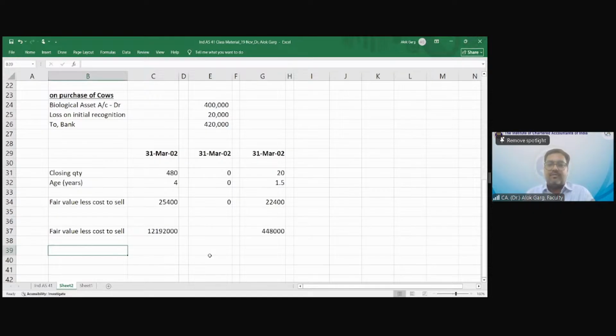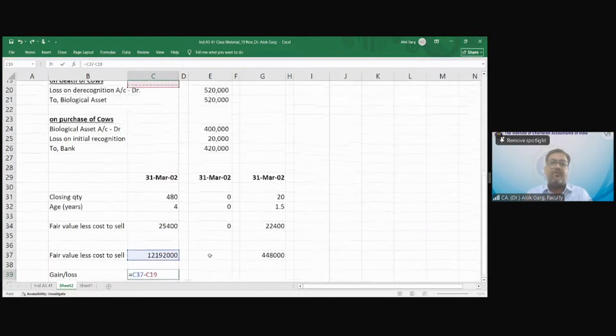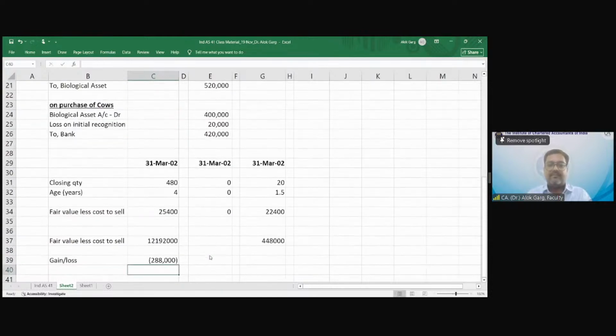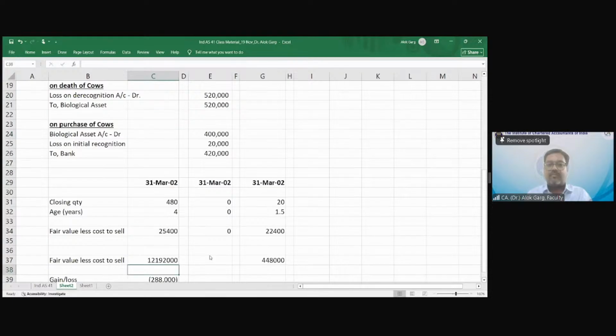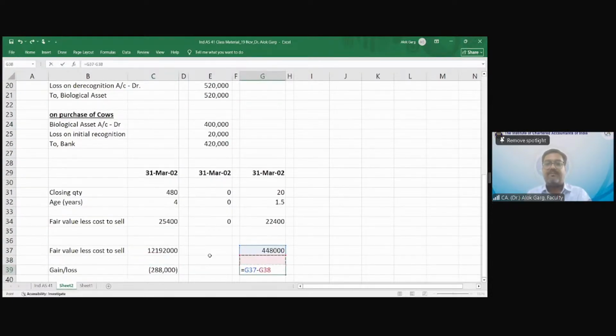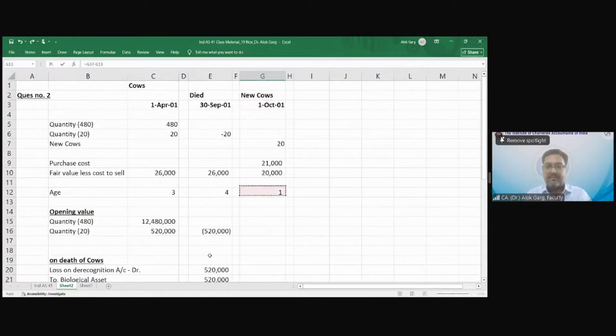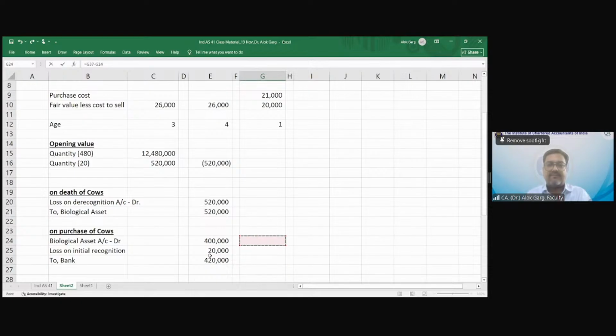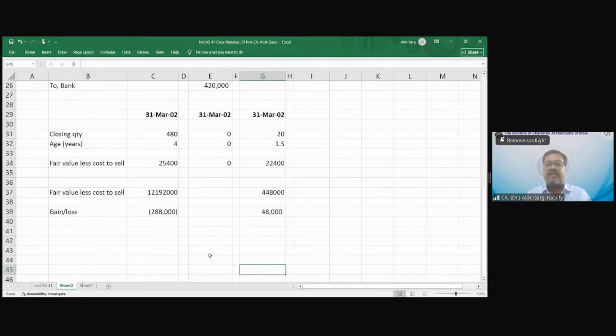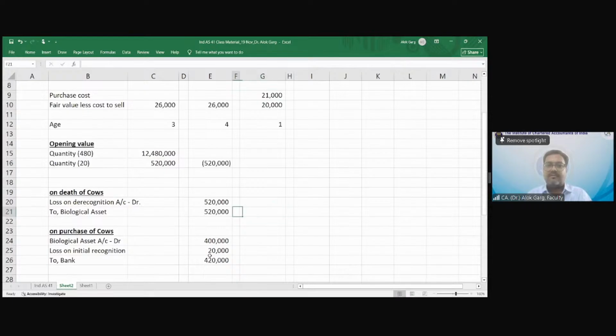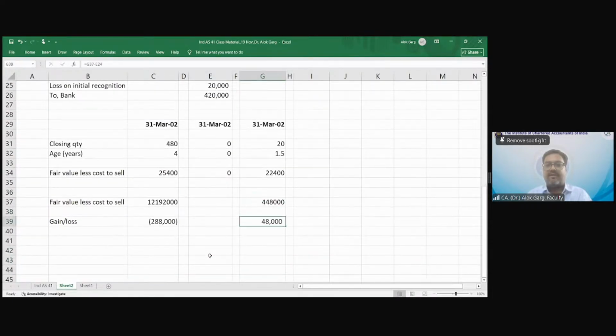So what is my gain or loss? On 31st March, the closing value is 1,21,92,000. What was the opening value of 480? 2,88,000, right? So this is the loss. What is the value of this new cow? 4,48,000 minus, at what value have I recognized? I have recognized at 4 lakh rupees, right? So what happens to the 48,000? It will be a gain of 48,000. Is this calculation and accounting clear to everyone? Yes, sir. Now it is crystal clear.